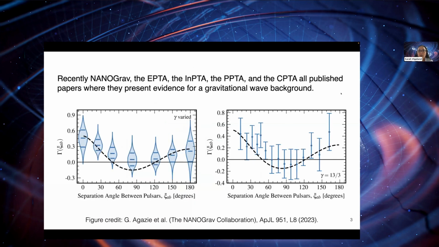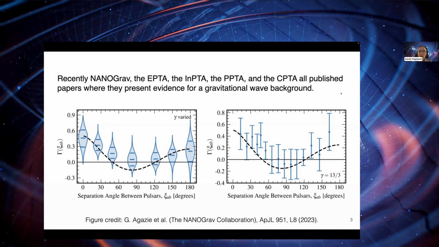Right. So less than a month ago now, pulsar timing array collaborations around the world had a coordinated release of papers where they presented evidence for a gravitational wave background. I'm going to primarily be discussing the results from the NANOGrav collaboration, of which I'm a member. I would encourage everyone to attend talks at this meeting and read papers from my colleagues in the IPTA, the NPTA, the PPTA, and the CPTA to learn all about their results as well.